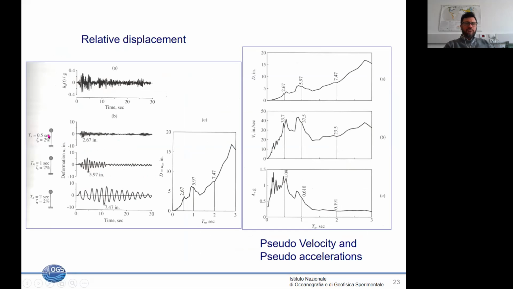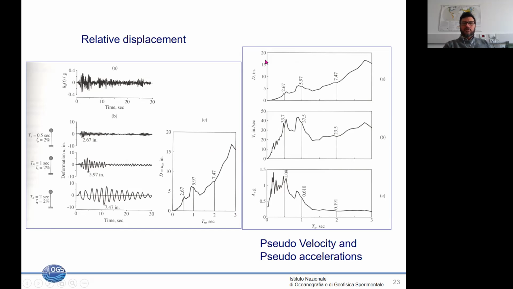So if you take these values, you see for different oscillators, but the same damping, you take the maximum. In this case it is in displacement. You have a spectrum in displacement, and this is just the shape of the spectrum as a function of period. Like I said before, and like we were seeing in the data, longer periods are dominating the displacement.